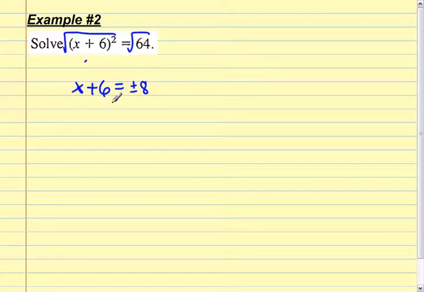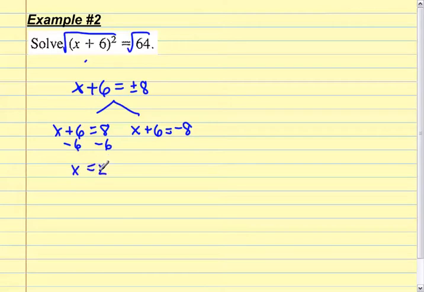Now look, that's really two equations that I have to solve. x plus 6 equals 8, and x plus 6 equals negative 8. All right, well, let's solve each one. Subtract 6 from this side. Remember, that's an equals. Subtract 6 from that side, and you're going to get x is equal to 2. Over here, I'm going to subtract 6 and subtract 6, and I'm going to get x is equal to negative 14.